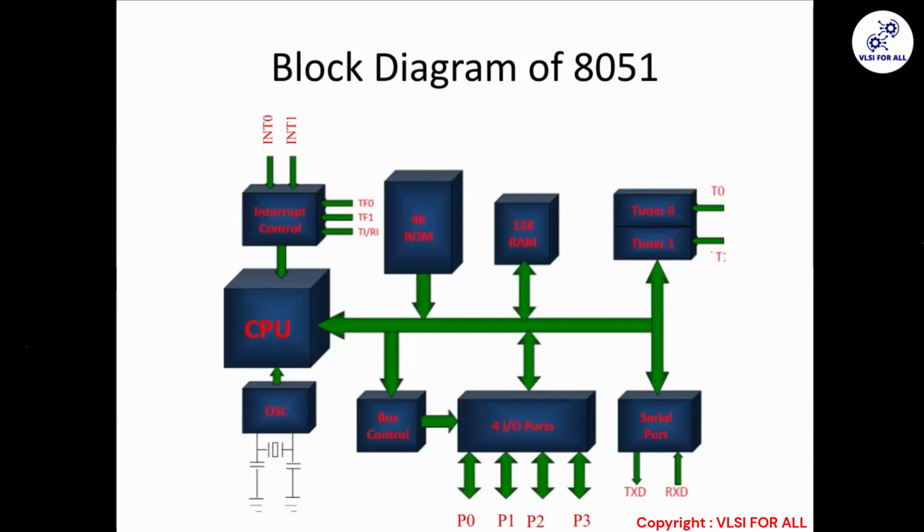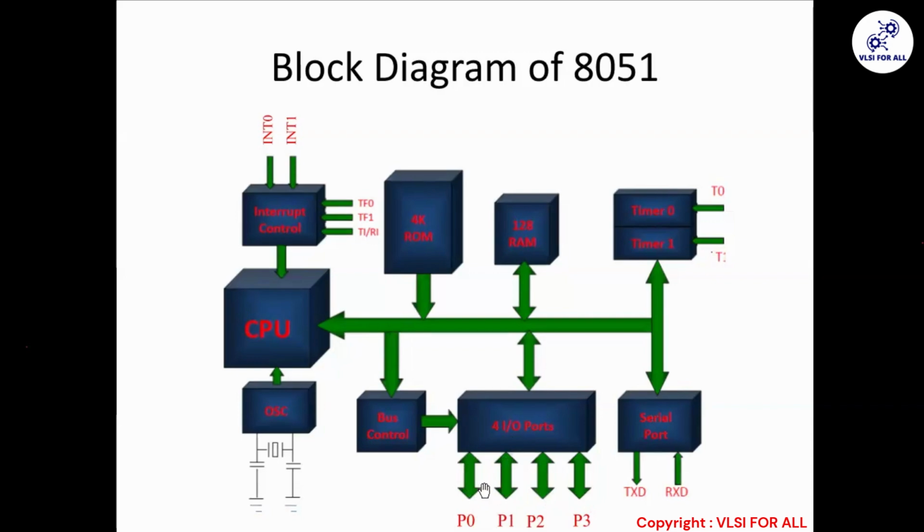For example, in my interface, to this port P0, I have to connect 8 LEDs. I have to blink those LEDs. Similarly, to port P1, I have to connect the keyboard. From the keyboard, I have to take the value.